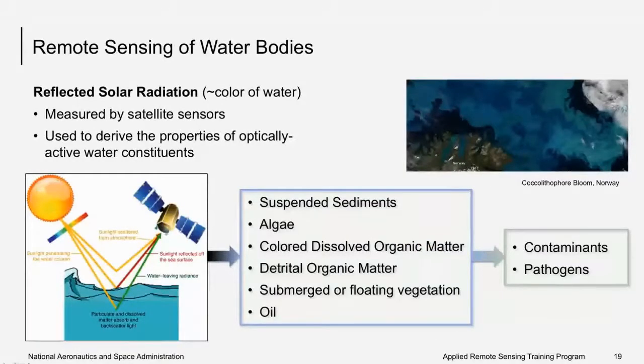As mentioned before, the remote sensing of water bodies is used to derive the properties of optically active water constituents. These include suspended sediments, algae like this coccolithophore bloom near Norway in the upper right of this slide, colored dissolved organic matter, and others. We use passive sensors to measure the reflected solar radiation.